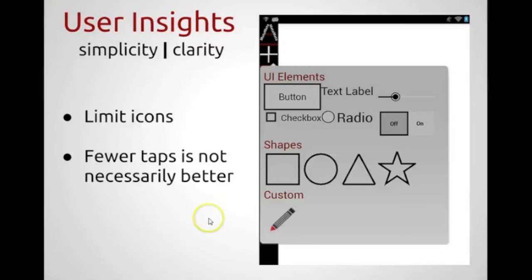In our last iteration, we reduced the number of icons significantly and consolidated the UI elements, shapes, and custom objects icons all into one giant plus sign. Although consolidating all three of those buttons into one icon meant that the user had to go through a slightly less direct route to reach any single one function, we realized that limiting the icons and simplifying the process actually worked out a lot better for our users.